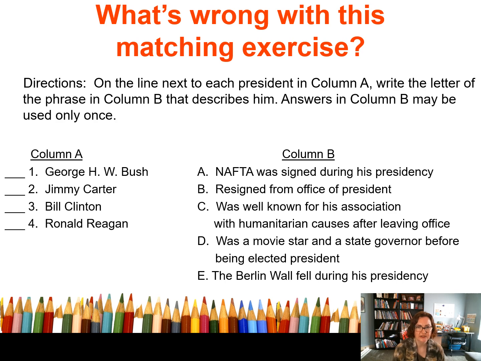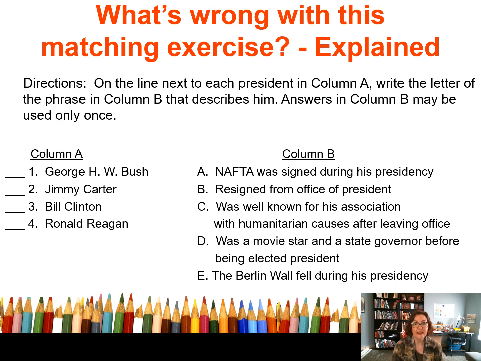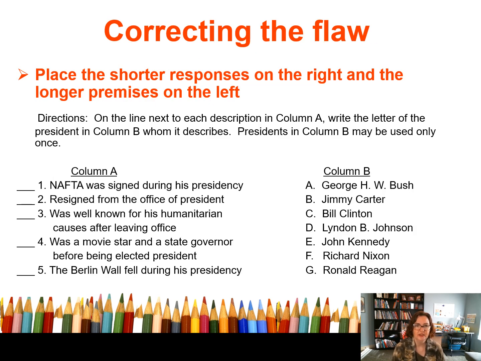What's wrong with this matching exercise? These need to be flipped. You need your longer items on the left because you want the heavy lifting to be done first. When you're thinking about the cognitive load of test taking, you want them to hold the big piece of information on the left side, because that way they're holding the big idea and then they're reading through quickly the short ideas that they're trying to match it to. You want the shorter responses on the right and the longer premises on the left. If you do that, it's easier for students.